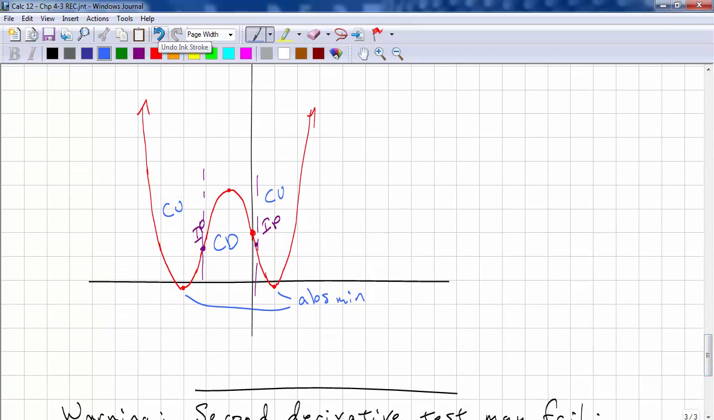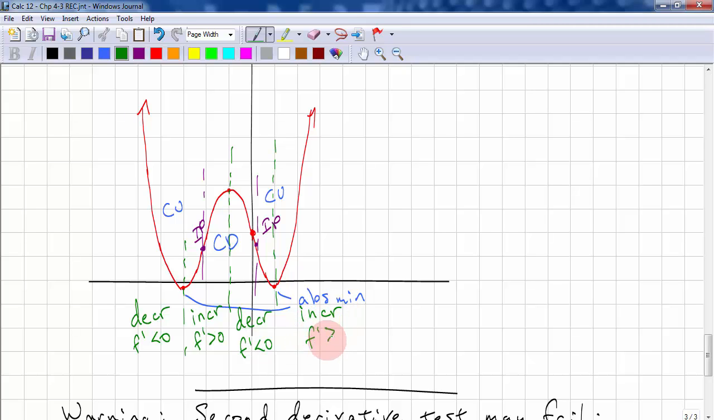And we can also do our intervals of increasing and decreasing. So this is decreasing because the derivative is less than 0. And here it's increasing because the derivative is greater than 0. And on this interval, it's decreasing because the derivative is less than 0. And here we have increasing again, and the first derivative is greater than 0.